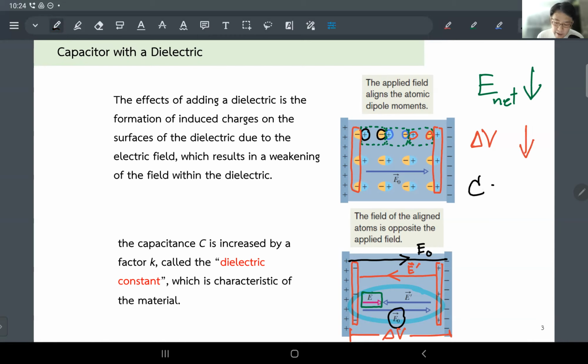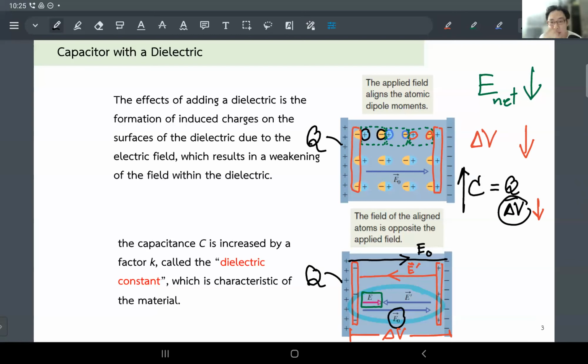And what happened to the C then? Capacitance. From the definition, capacitance is just the charge per voltage difference, right? However, you haven't changed anything. The amount of charge on the plate stays the same. You only have the dielectric material on it. So that means by having the delta V decrease, you eventually increase the C. And that's the consequence of having the dielectric material in between the plates. Isn't that cool?